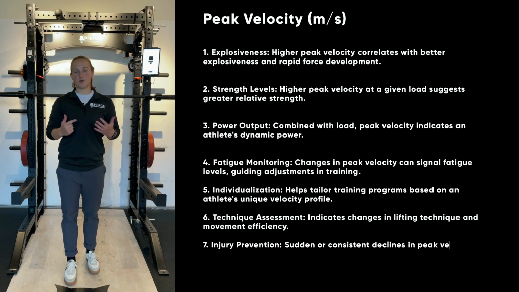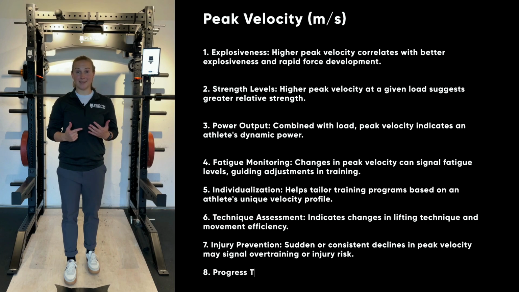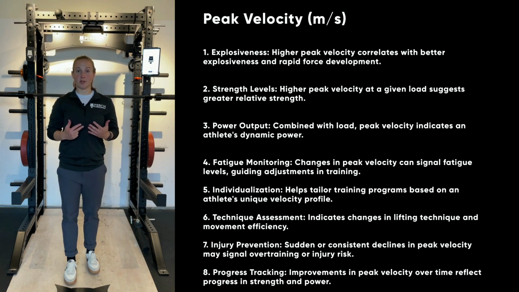Number 7, injury prevention. Sudden or consistent declines in peak velocity may signal overtraining or injury risk. Number 8, progress tracking. Improvements in peak velocity over time reflect progress in strength and power. Next, let's talk about mean velocity. We covered these mean velocity zones in greater depth, but here are some more details on what insight mean velocity can give us to athlete performance.